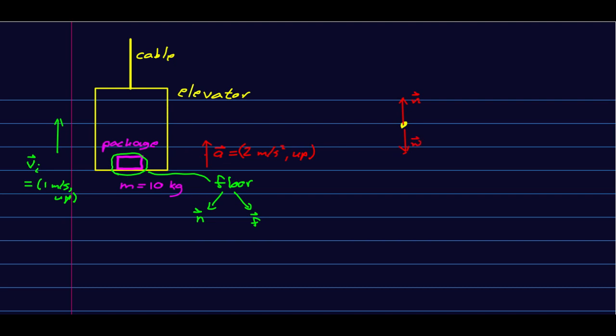And we say, well, if the elevator is accelerating at 2 meters per second squared up, and presumably the package isn't falling through the floor, then the package must also be accelerating up at 2 meters per second squared. Otherwise, it wouldn't keep up with the elevator. So that tells us that the acceleration is up. And so F net is up. And once again, I'm just going to set my axes in the usual way.